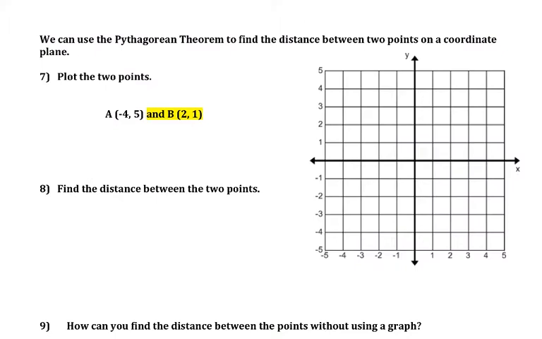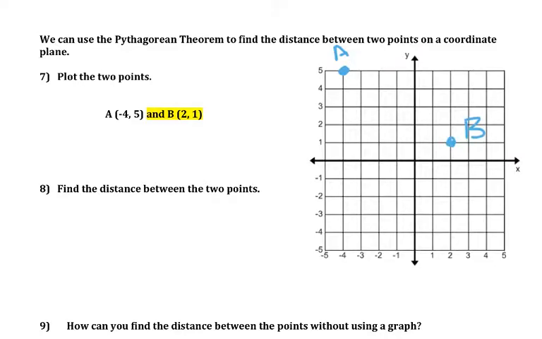Okay, we can use the Pythagorean theorem to find the distance between 2 points on a coordinate plane. So number 7 asks us to plot these 2 points. We have A, -4, 5. So starting at the origin, I'm going to go left 4 to -4 and up 5. That's our first point, so label that A. And B is 2, 1. So we're going to go right 2 from the origin and up 1. So this point here, and that's B.